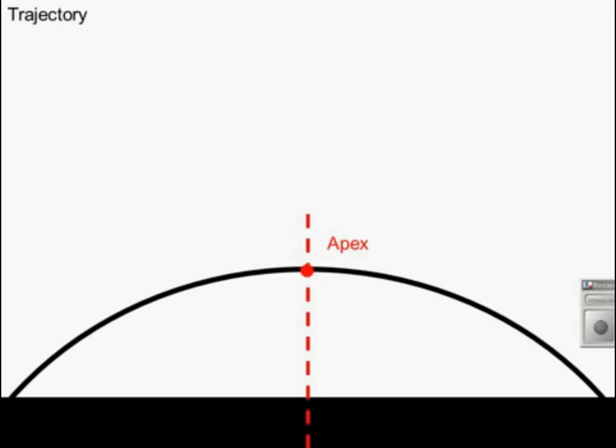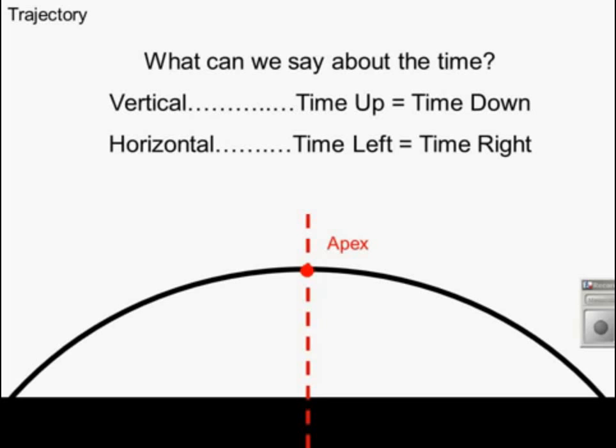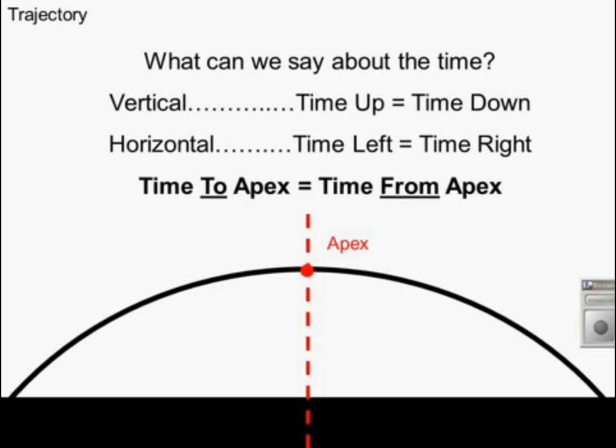The question, though, before I start, is what is the vertical velocity at the apex? Is it moving up? No. Is it moving down? No. So at the apex, remember, our velocity is 0. What can we say about the time to the apex? We can say that the vertical time to the apex equals the time down. We can also say that the horizontal time to get to the apex from the left side equals the time on the right side, from the apex to the ground. In other words, the time to the apex and the time from the apex are equal.